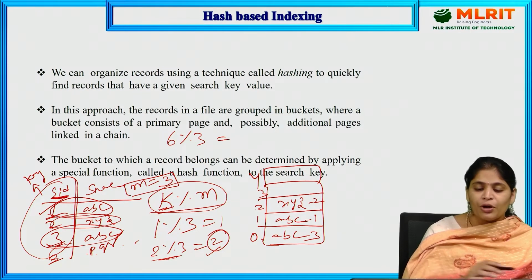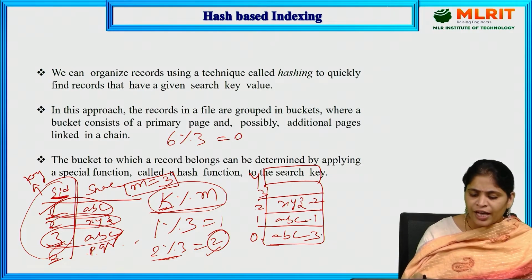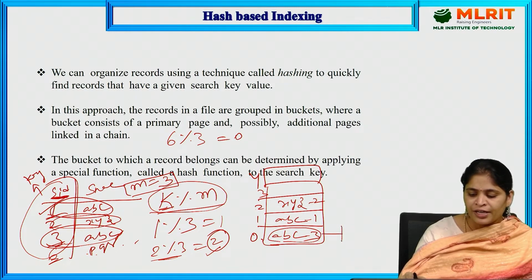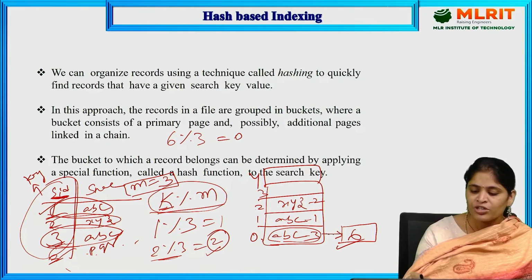So, what is it here? 0. Right. So, at 0 I have to keep the 6th record, but at 0 the record is already there. Then where do I keep it? Here I can create one more node and link up that one. I can keep record 6 here. This is what is called chaining.